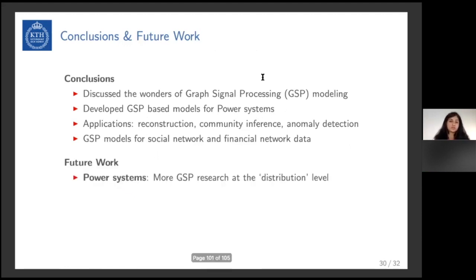And what would future work entail? For power systems, there's still a lot more GSP research to be done at the distribution level, where the network looks quite different from the transmission level.